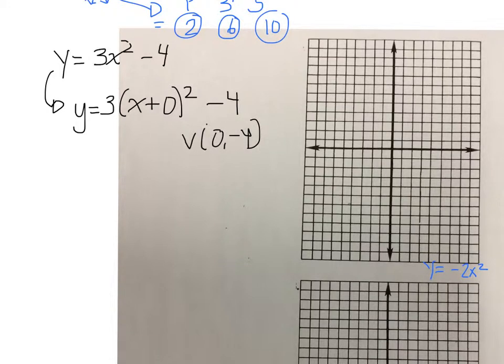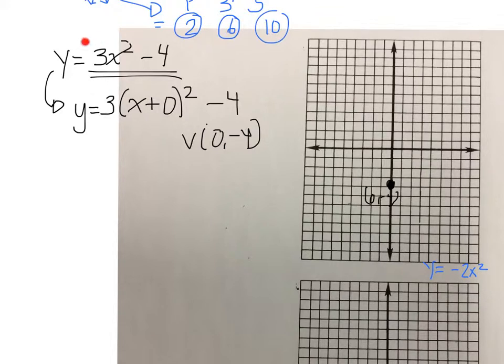This is the same as your y equals x squared parabola, but it's translated 4 units down, and it's stretched vertically by a factor of 3. So however you'd like to write it, it doesn't really matter, but note that the vertex is 0, negative 4. So that's the first thing we put on our graph. We write our vertex right on there. We draw 0, negative 4. This parabola is going to open up.